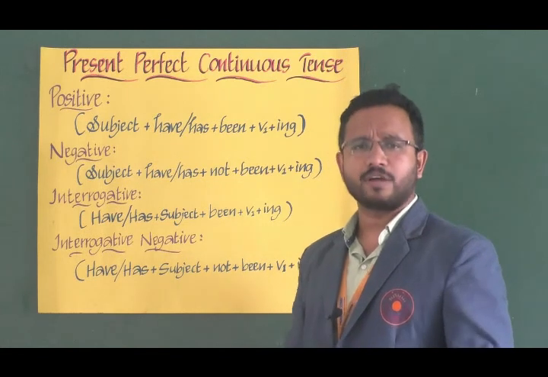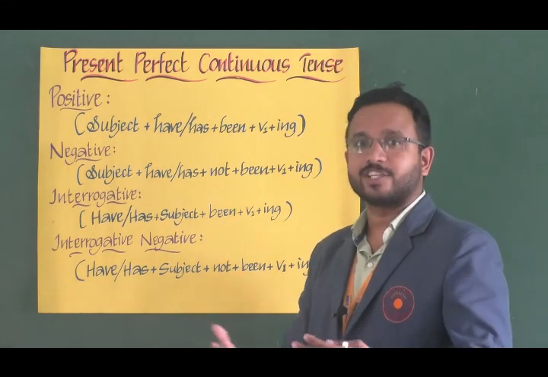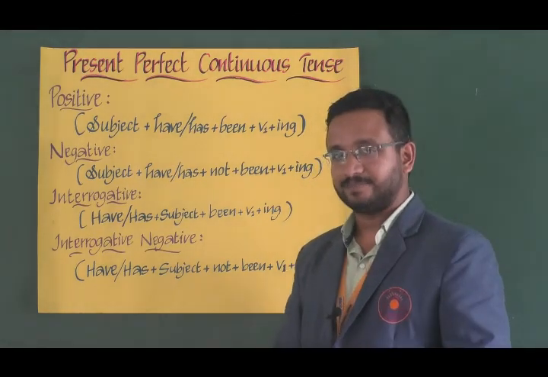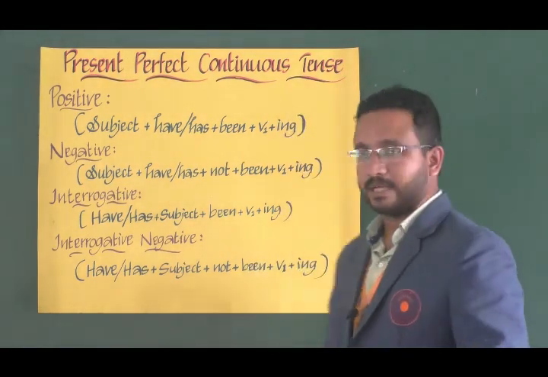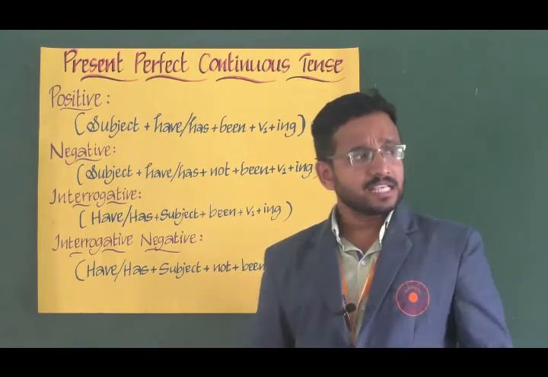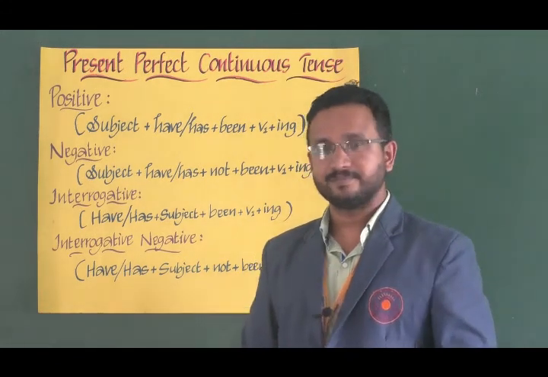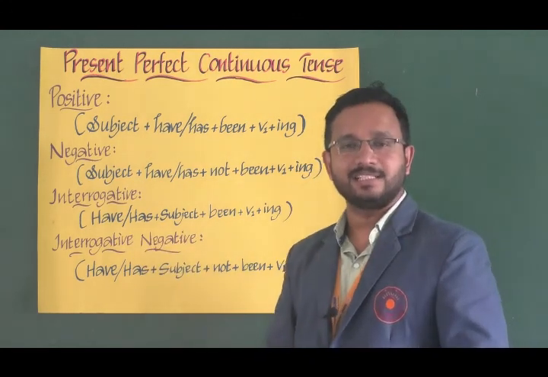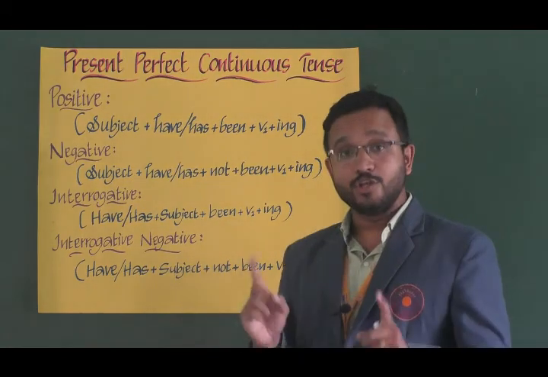Negative. Interrogative. Asking questions. Questioning somebody. Have you been learning English? It's a question. Therefore, we have to put a question mark at the end. These are all statements, so we are putting the full stop at the end. Has it been raining? It's a question. Now, when it comes to the negative question, that is the interrogative negative form: have or has plus subject plus not plus been.